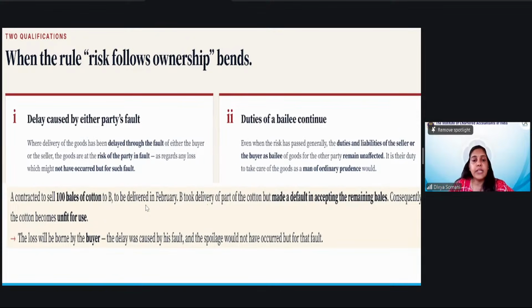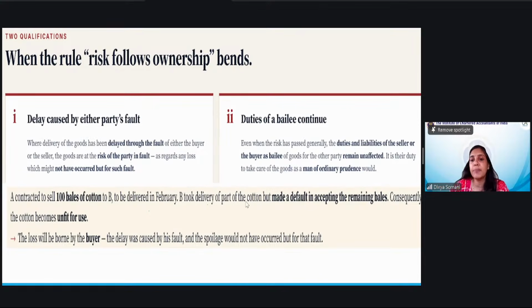And the delivery has to take place in February. B took the delivery of part of the cotton, but made a default in accepting the remaining bales. So he has taken part delivery, maybe 60 or 70 bales, and the rest he could not. So that is what is mentioned there.